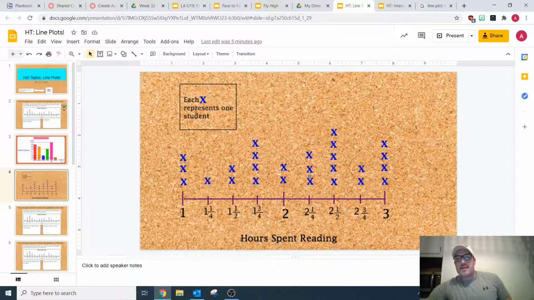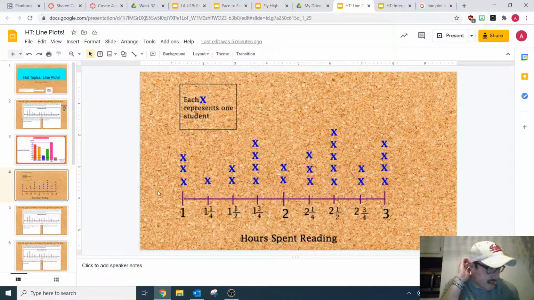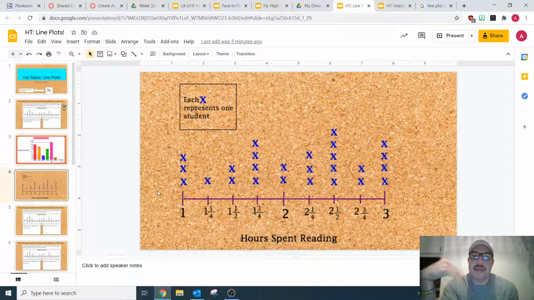So we can see we have multiple students with the same amount of time reading. At 3 hours, I had 4 people who spent that much time reading. You would use this data if you were looking at a collection to see how much people are doing something or how much they use of something. Like you might ask, how many hours do you spend playing video games a day? You might have 5 students who tell you, I play 1 hour, so you would put 5 X's on the 1 hour. You might have 2 students who say, I play 2 hours every day, so you might put 2 X's there. So it's another way to track data.